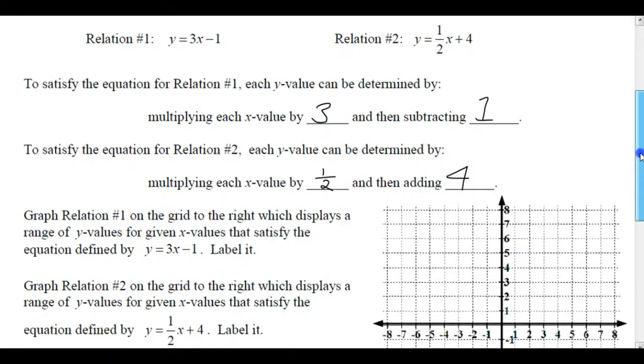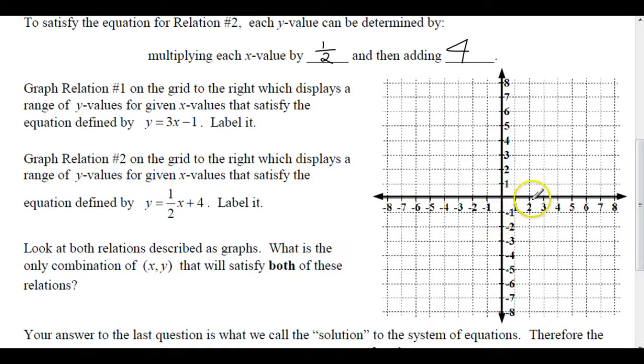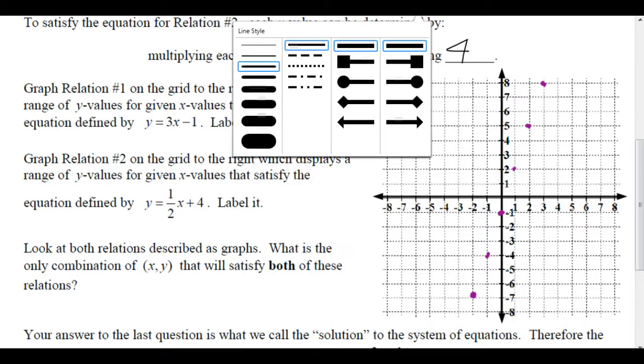So let's graph these relations. We have 3x minus 1, right? Slope, y-intercept. Oh, let's pick colors. So 3x minus 1: over 1, up 3, over 1, up 3, over 1, up 3. And we also go down 3, left 1, down 3, left 1. And we draw the line. I wish I could define a line with double-headed arrows, but oh well.